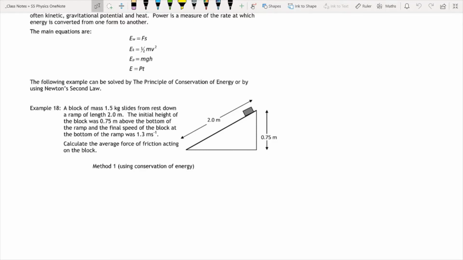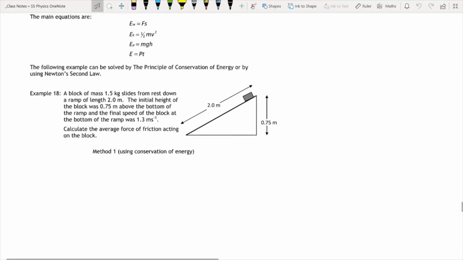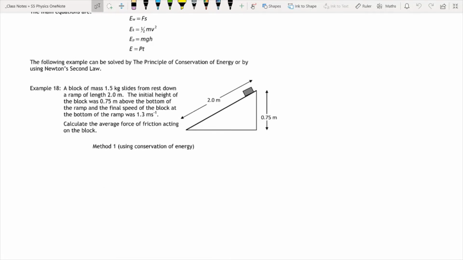Let's start again. A block of mass 1.5 kilograms slides down from rest down a ramp of length 2 meters. This one can be answered either by using conservation of energy, from third year, or by F equals ma. The initial height is 0.75 meters above the bottom of the ramp, and the final speed of the block at the bottom was 1.3 meters per second. Calculate the average force of friction acting on the block.